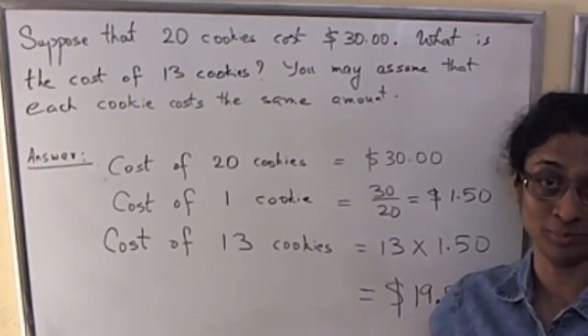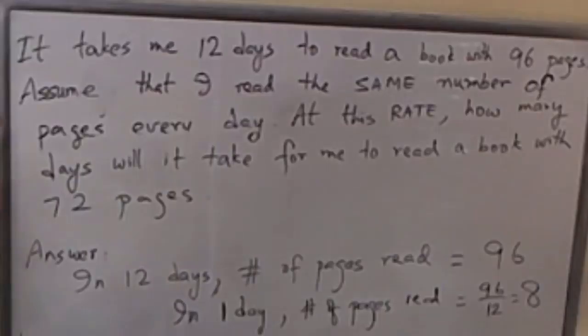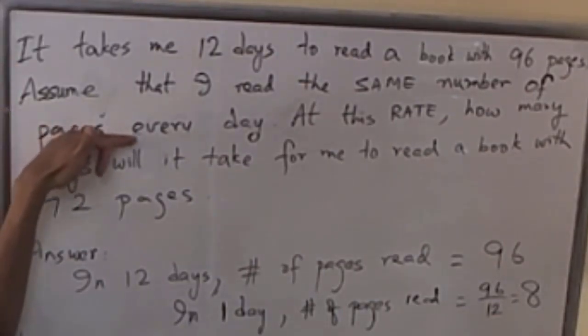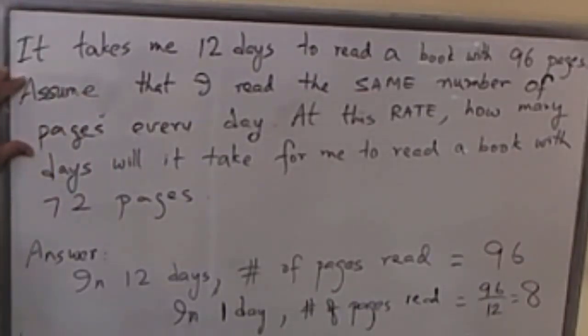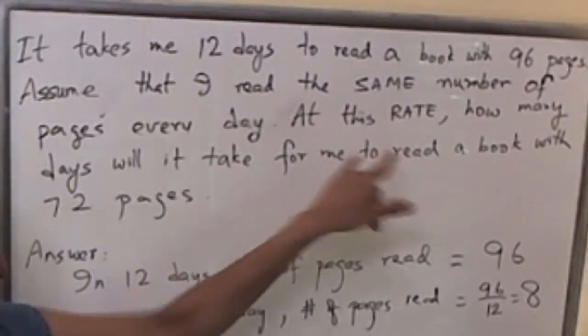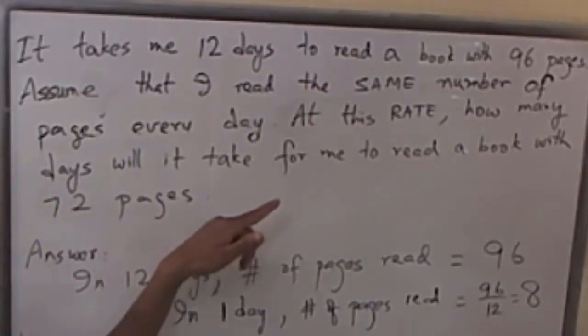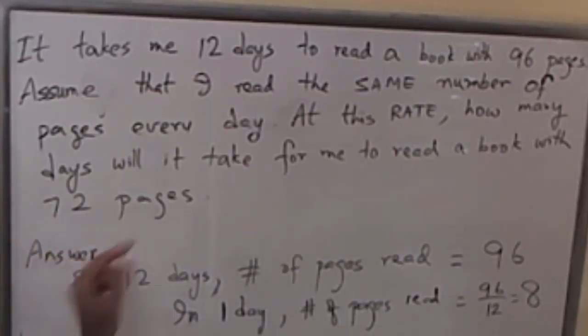Let's look at another problem now. So here it says it takes me 12 days to read a book with 96 pages. Assume that I read the same number of pages every day. This assumption is important. At this rate, how many days will it take for me to read a book with 72 pages? So here's how we may proceed.